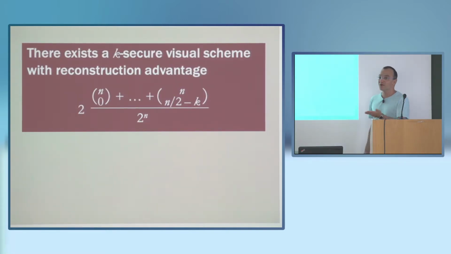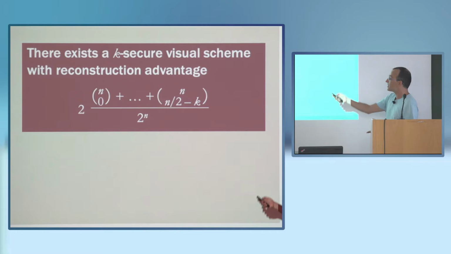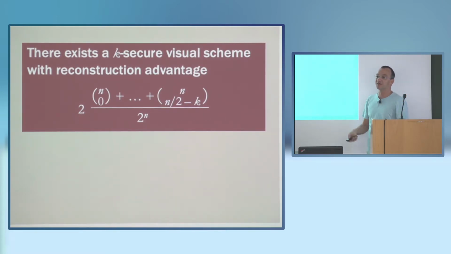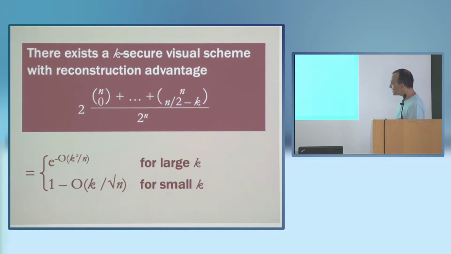And when you put the whole thing together, I'm not going to do the precise calculation, you actually get a pretty nice formula about what happens here, and it says that for any parameter k, you can get k-secure visual secret sharing with this reconstruction advantage, right? So this is twice the probability of the measure of this set, of this collection of sets, okay? And actually, this gives you the right number when k is large. So it's asymptotically accurate when k is large.